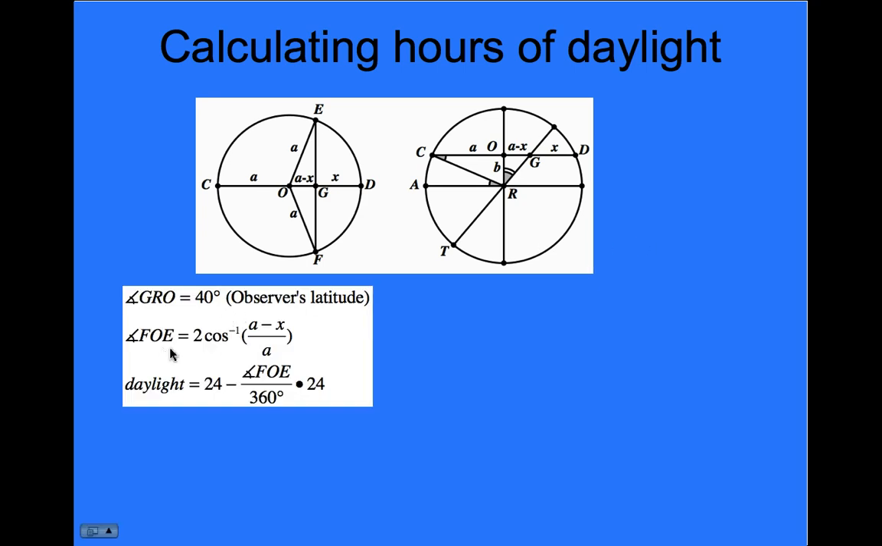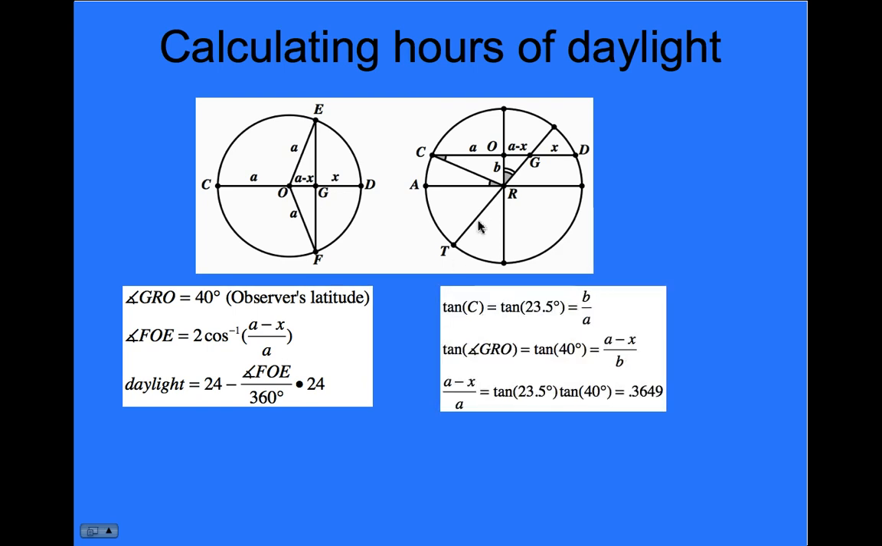Now angle FOE, because of this right triangle here, if I could get A minus X over A, the cosine of this angle would be A minus X over A. So my goal is, if I could get A minus X over A somehow, I could do the inverse cosine, double it, and subtract that. FOE over 360 would be the percent. Times 24 hours is the amount of nighttime. Daylight would be 24 minus that. But this is very hard because even though I know what angle GRO is, and I know what angle ARC is, 23.5 degrees, I don't know what X and A minus X are.